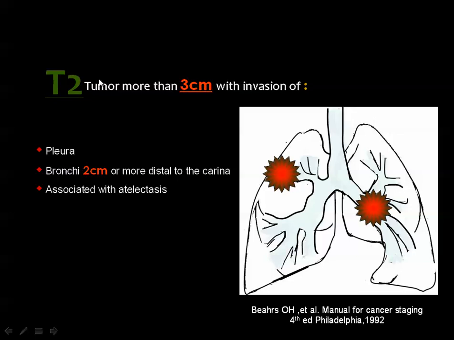Then the T2 tumor is a tumor more than 3 centimeters, meaning that it is a mass with invasion of the pleura if it is peripherally located, or invasion of the bronchi if it is centrally located, provided that the invasion is far from the carina by a distance more than 2 centimeters. Then this may also help in surgical excision. Associated atelectasis, which is not involving the whole lung, is involving the bronchus which has been invaded by the tumor.